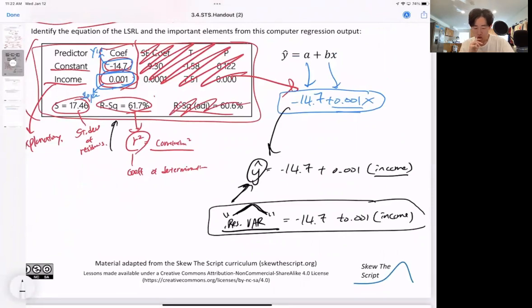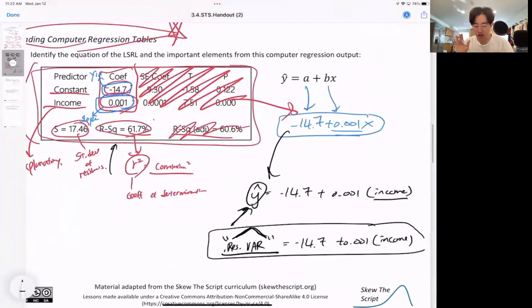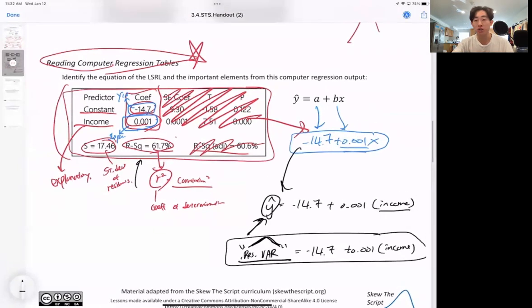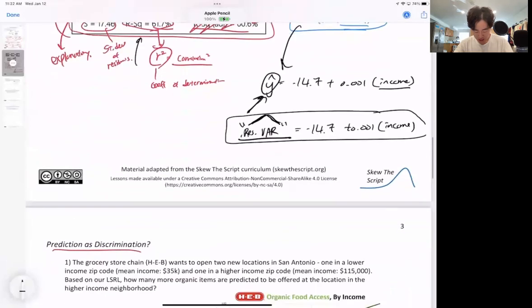Okay, so that's pretty much it. I want you guys to just take this with a grain of salt and soak it in. Tomorrow, we're going to practice this and how to utilize this. Right now, what I want you to do is to be able to formulate the equations strictly from the computer regression tables only. All right, I think that should be it.